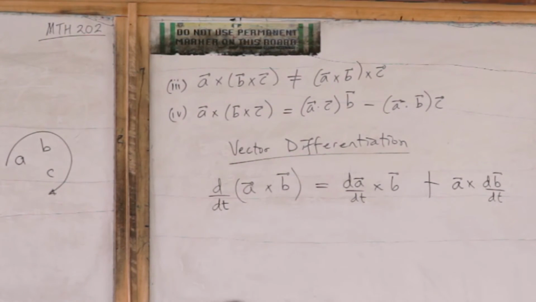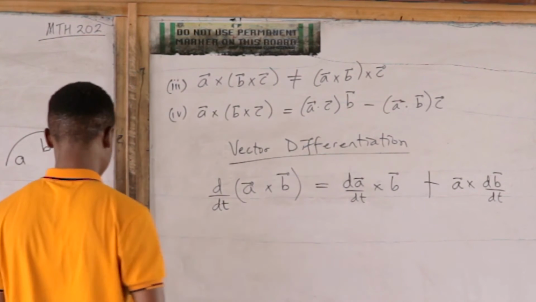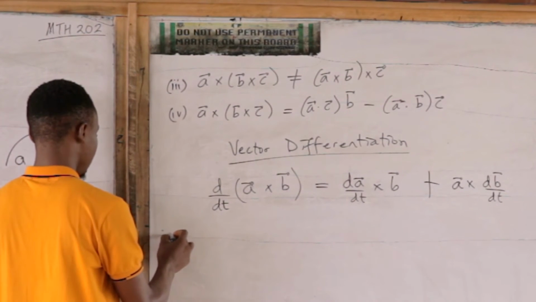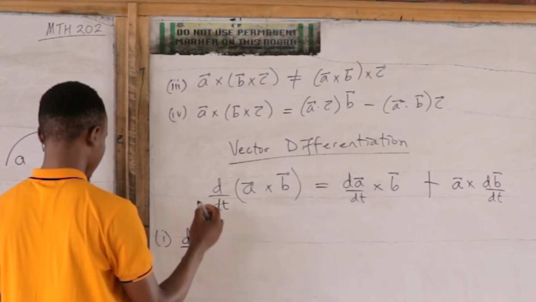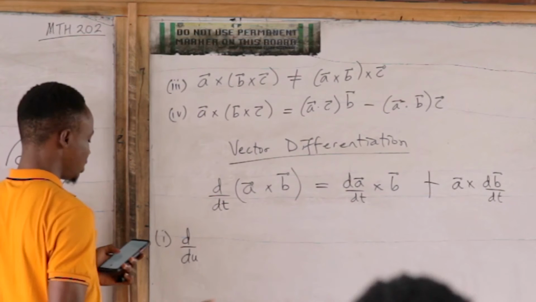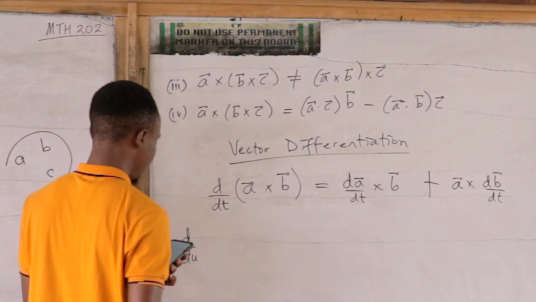So let's look at some rules, or some implications of these rules. These are the differentiation formulas. So you can write now: differentiation formulas for vectors. U is some variable in terms of which these functions have been defined.